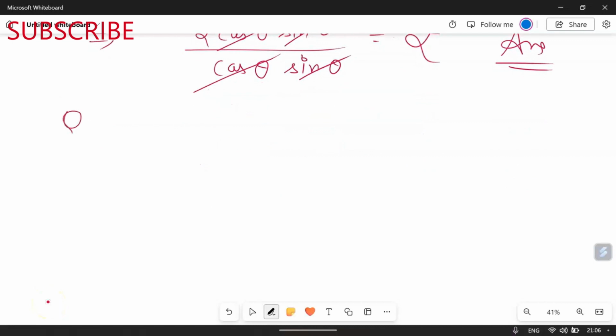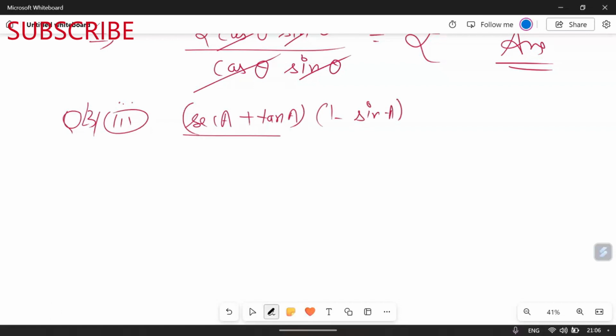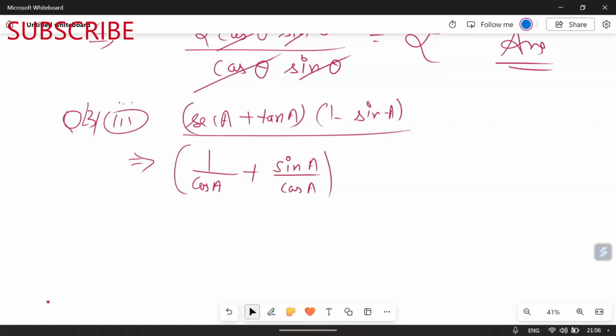So let's do the third part. Actually this is question number 4. So sec a plus tan a times 1 minus sin a. We need to solve this, okay? So let's do it. First, if there is no square, we have to convert it like that. Sec a can be written as 1 upon cos a, tan a as sin a upon cos a, and 1 minus sin a upon 1.